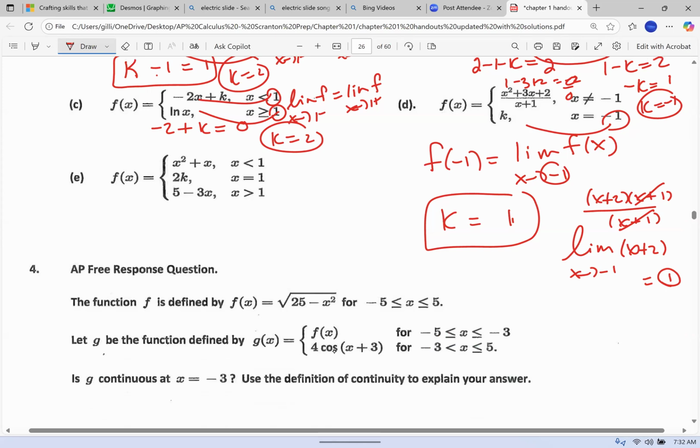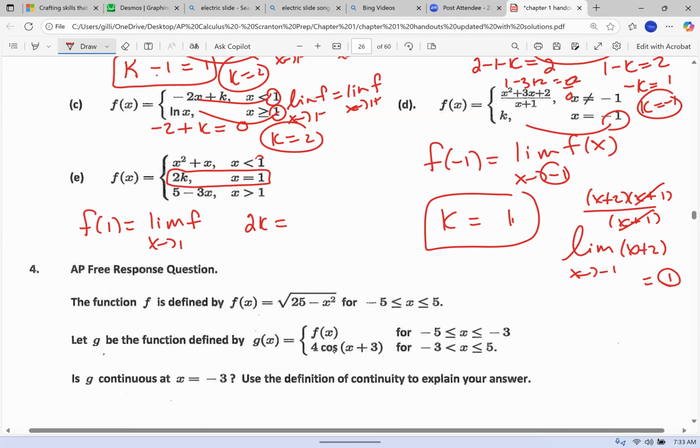And down here, this would be the same case. You would set f at 1 equal to the limit as x approaches 1 of f. So where's f at 1 at? Right here. There is no x to substitute in. So that value would be 2k. But the limit from the right and the left better be the same.